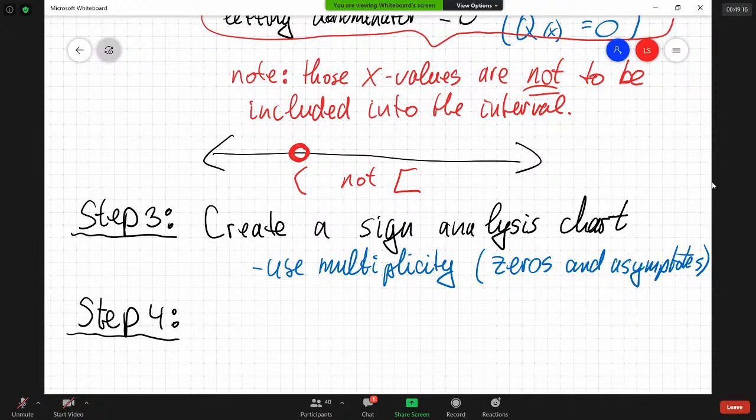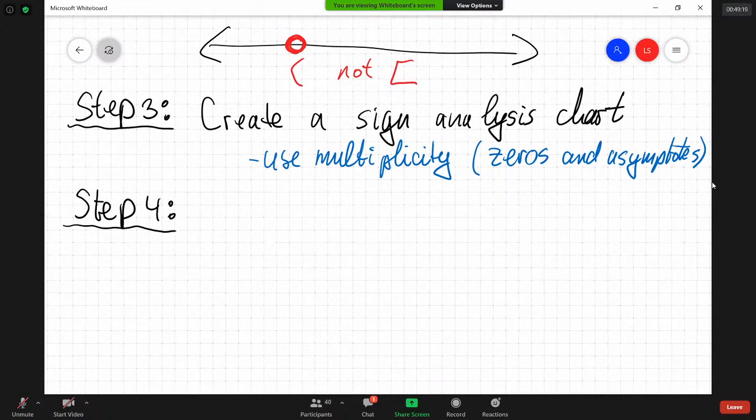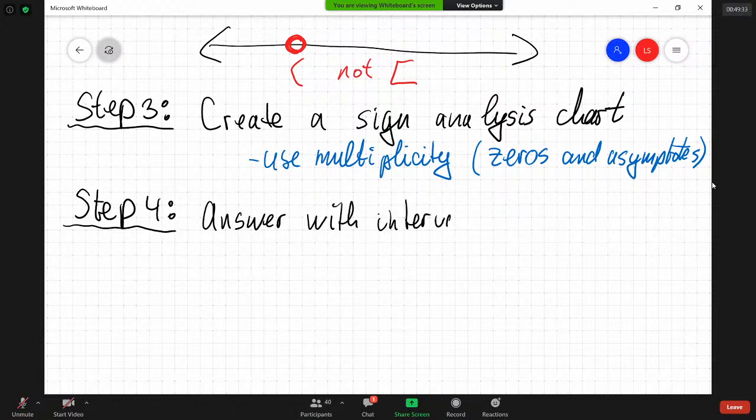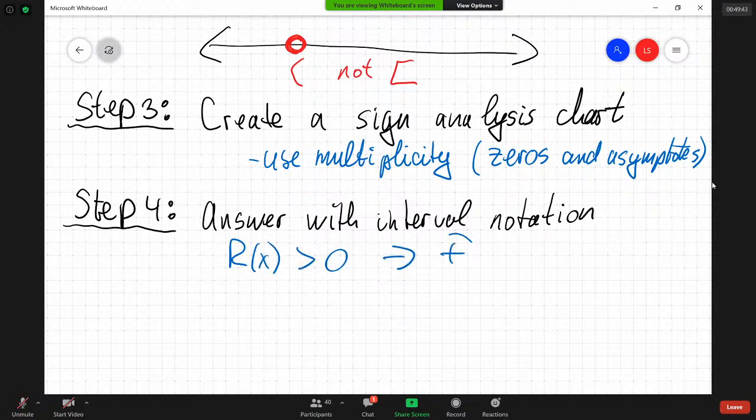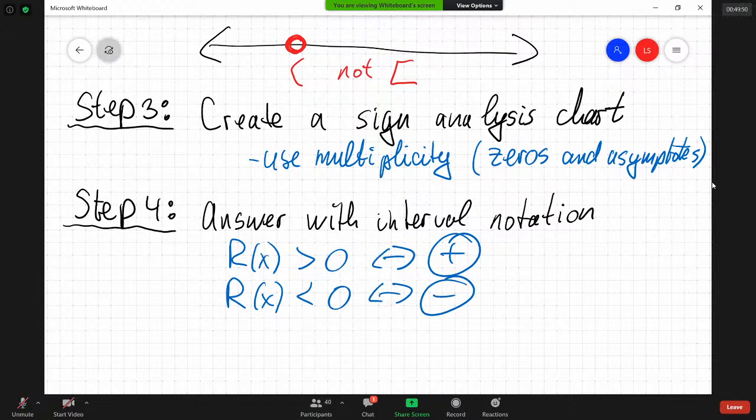once you have your sign analysis chart complete, then you can go ahead and basically answer the question. So write interval notation, answer with interval notation, same thing. If your R of X is greater than 0, that means you want your positives. If your R of X is less than 0, that means you want your negative regions.